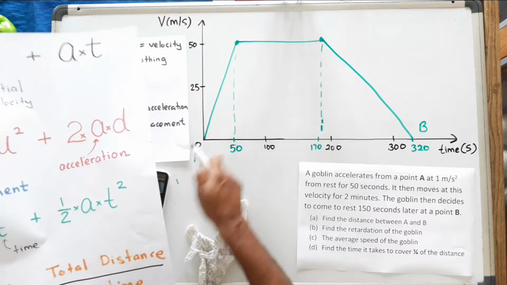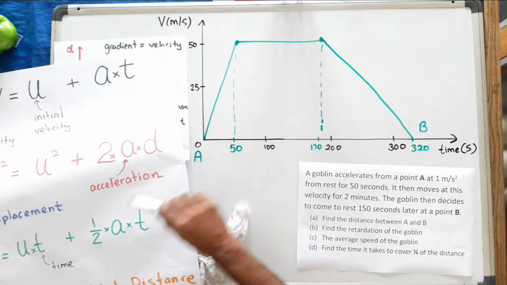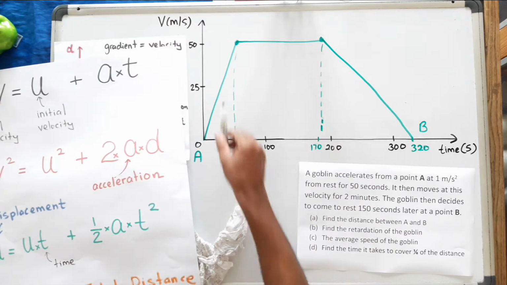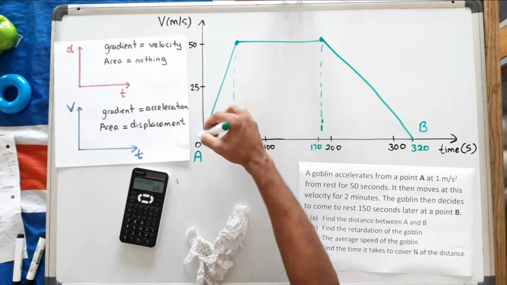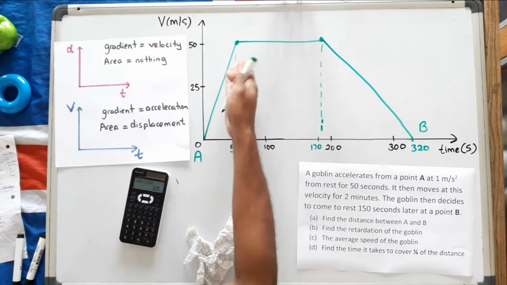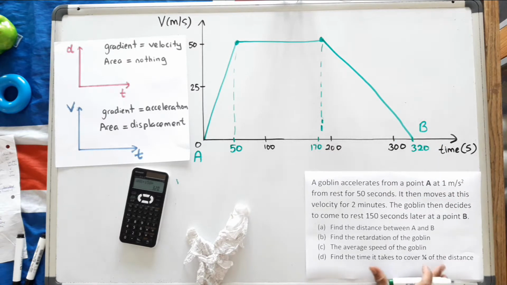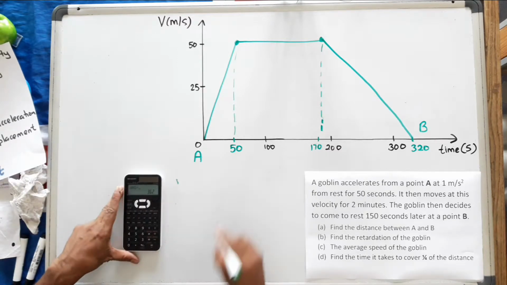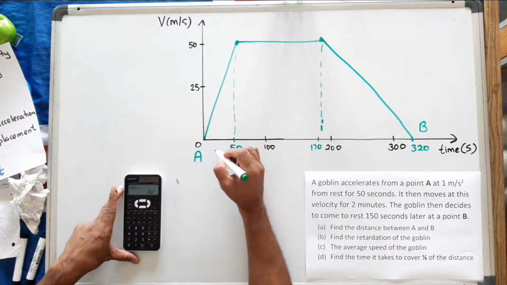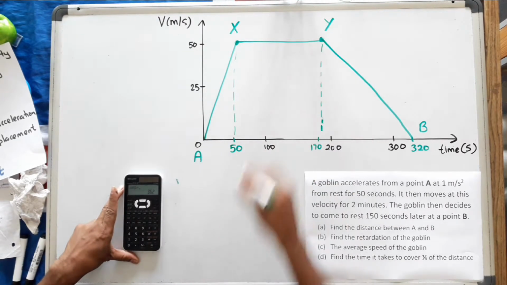I can find the distance here using the green formula, the distance here using the green formula, the distance here using the green formula, and then add it up. Or I can take the easier approach and just find the area underneath each section, because finding the area of a triangle is really easy. Finding the area of a rectangle is really easy, and a triangle is also easy. So I'm going to take the easy way out. Let's find the area between, but I need to probably give these points names. I'll call here X and I'll call this point Y.